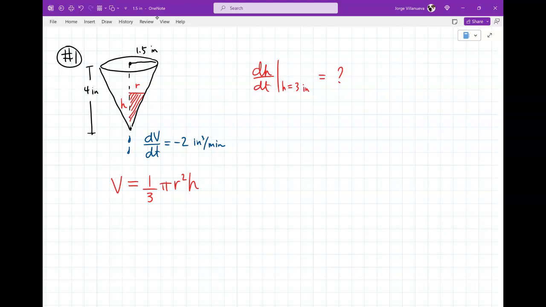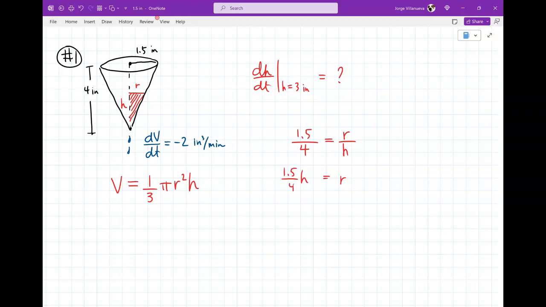Well, how do I get rid of the dr/dt? Well, let's just not take a derivative of r. So how do I get rid of r? Well, that's where similar triangles comes into play. All right, I know that 1.5 on the radius over 4 for the height will be equal to radius over height. That's just similar triangles. So that means if I solve for r, I can replace it with h. So r is equal to 1.5 over 4 h.